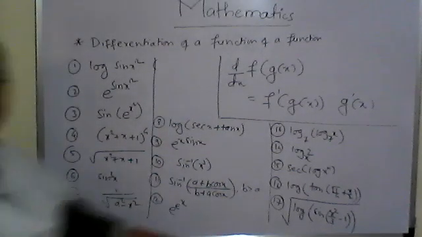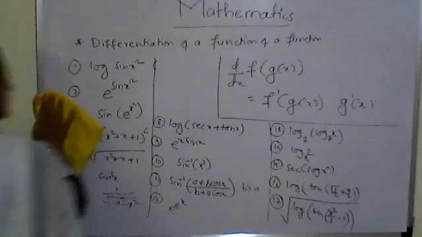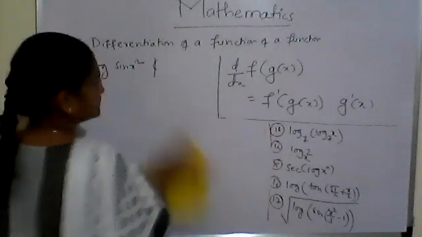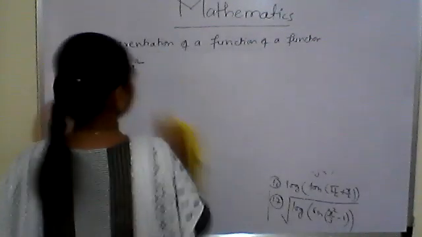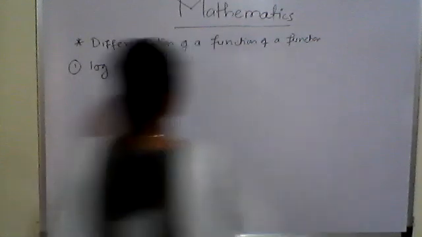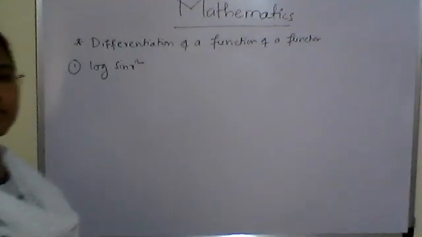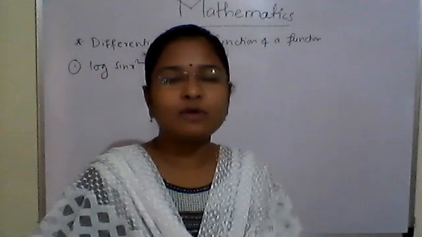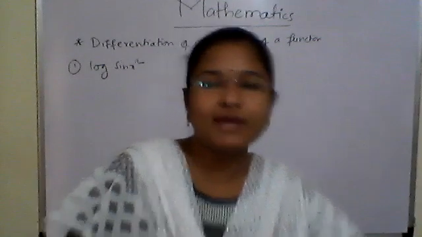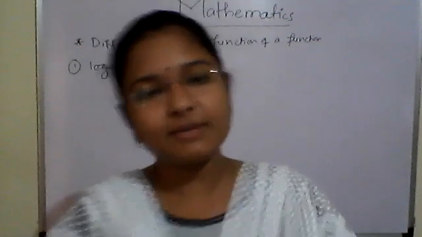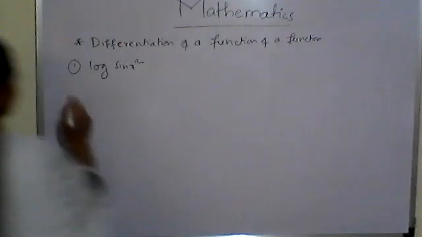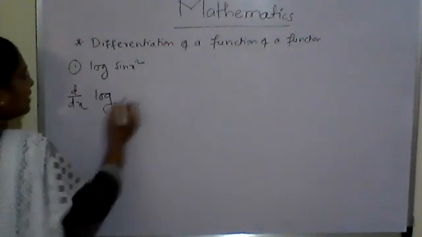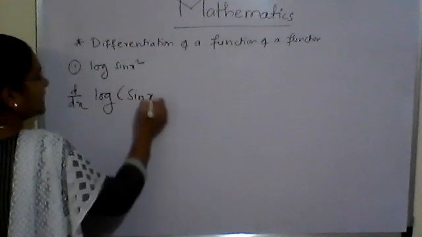Okay. So these all 17 questions we will solve. First is log of sine of x square. What is the derivative of log x? What is the derivative of log function? Log of variable is 1 upon variable. Okay. So here we have 1 by x. So dy by dx of log of sine of x square.